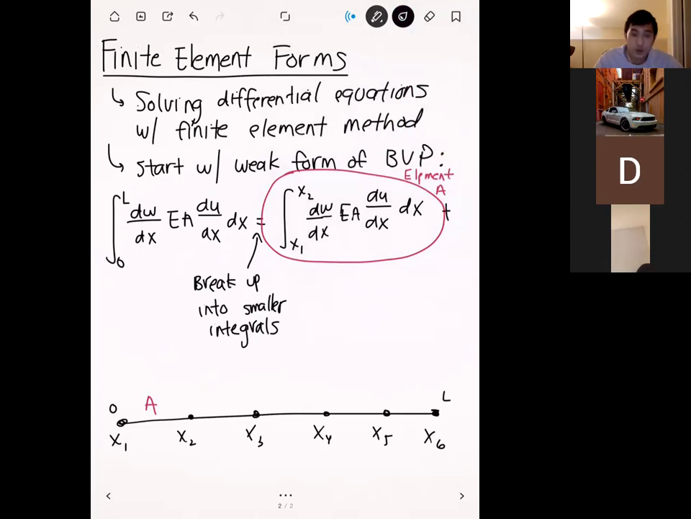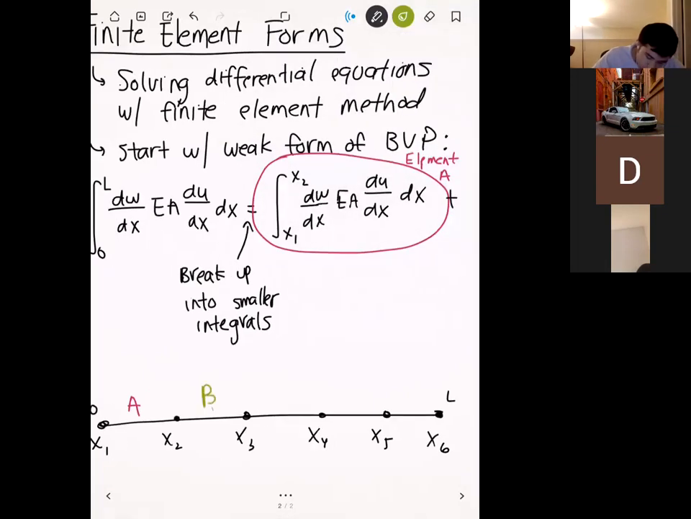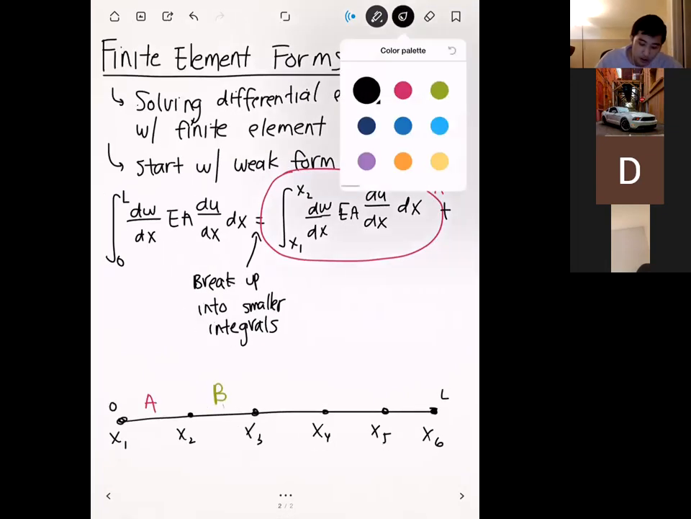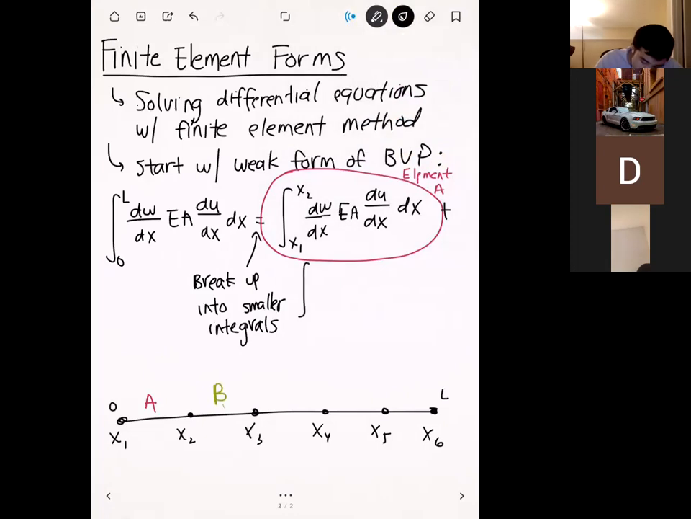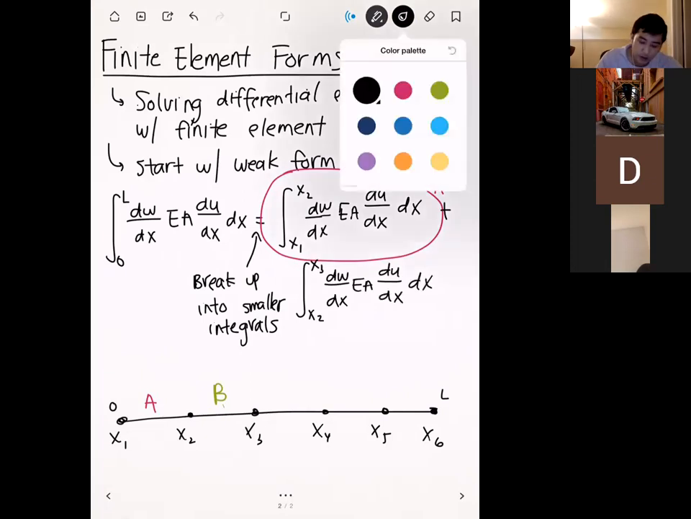And then next, what we can do is integrate over the next element. If we call this next element B, we can write the integral for that one. So we have the integral from x2 to x3 of dw/dx times E times A times du/dx dx. And so this here is the integral over element B.